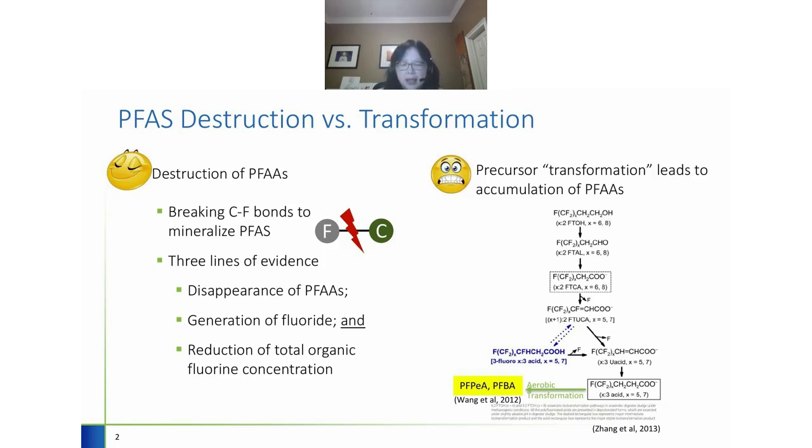On the other hand, we also frequently hear about precursor transformation. Precursor transformation leads to some terminal, or what we call dead-end, products, perfluoroalkyl acids. Like you see on the slide here, fluorotelomer alcohols are transformed into perfluoroalkyl carboxylates. And when the transformation is terminated, it actually accumulates more perfluoroalkyl acids. That can potentially increase the risk to human health, so that is really not what we want to see. Next slide.